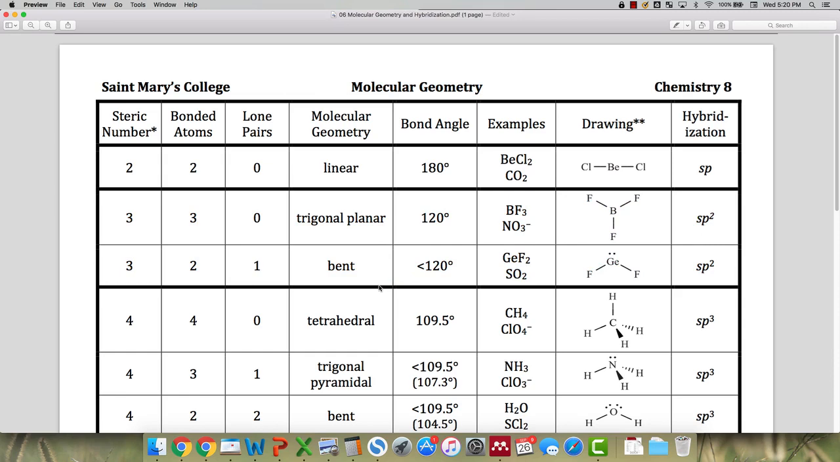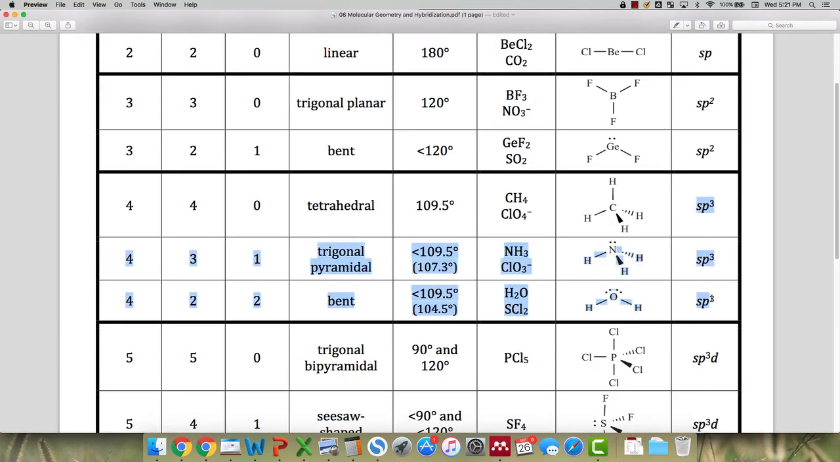Now, the very last thing I want to point out is this far right column called hybridization. And this is something that you're going to learn later, but hybridization depends only on the electronic geometry. So notice that the hybridization is the same for all of these because they all have the same electronic geometry, the same 4 electron pairs.